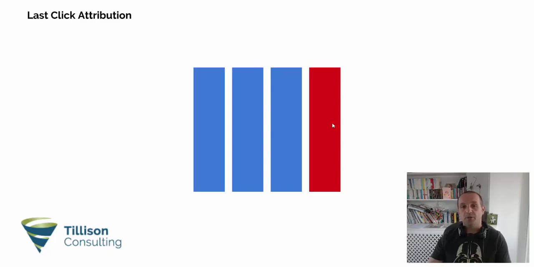So with last click attribution, that places the whole value of that conversion on that last click, which means if this is research, and this is high intent, brand, all of the value of your conversion came from your brand and the name of your website, and no value was given to these earlier searches.